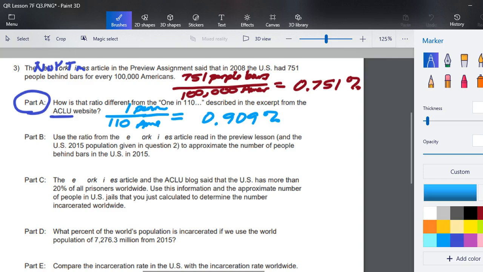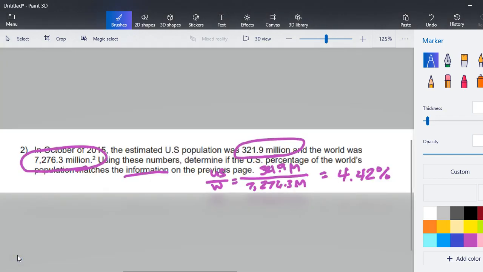Use the ratio from the New York Times article read in the preview lesson and the United States 2015 population given in question 2 to approximate the number of people behind bars in the United States in 2015. Our number from question 2 that we need to grab right now is 321.9 million, 321 and 9/10 million people. Let's take that number back with us to question number 3, part B.